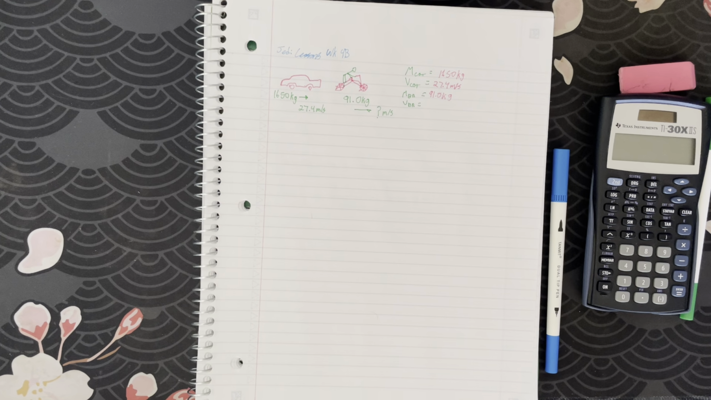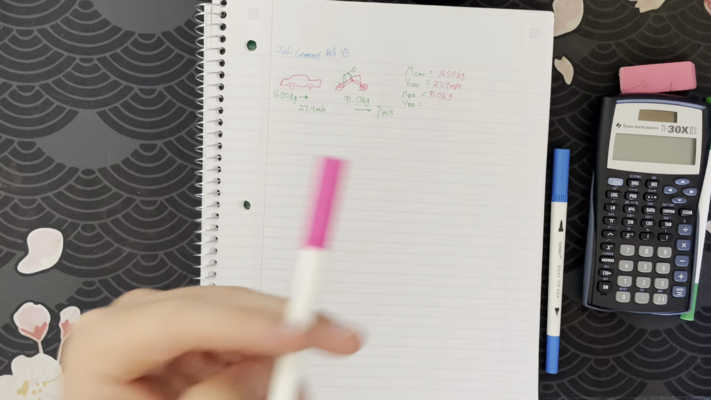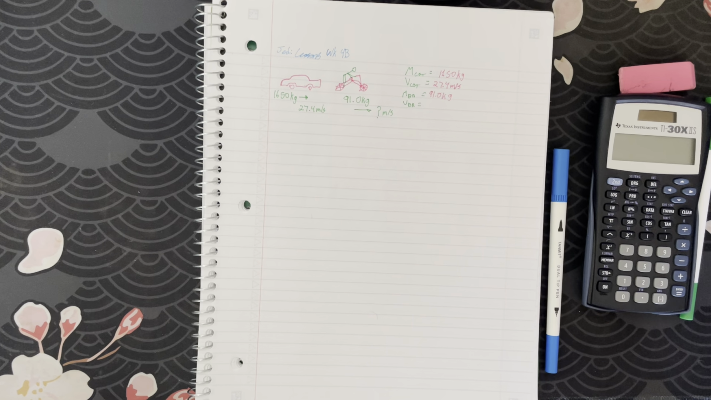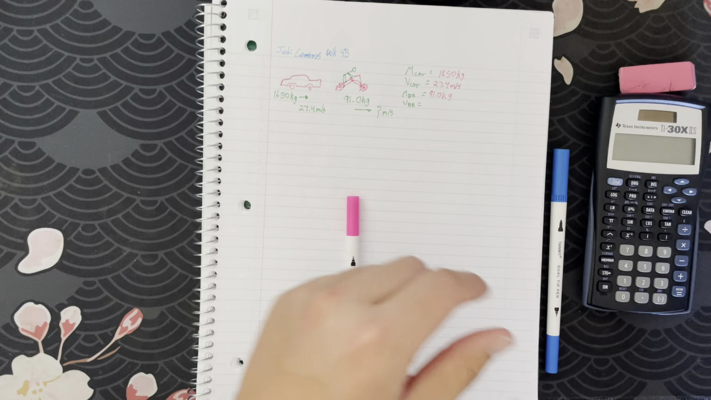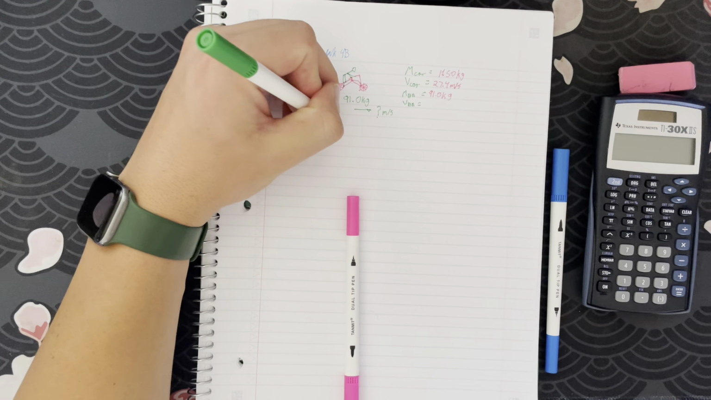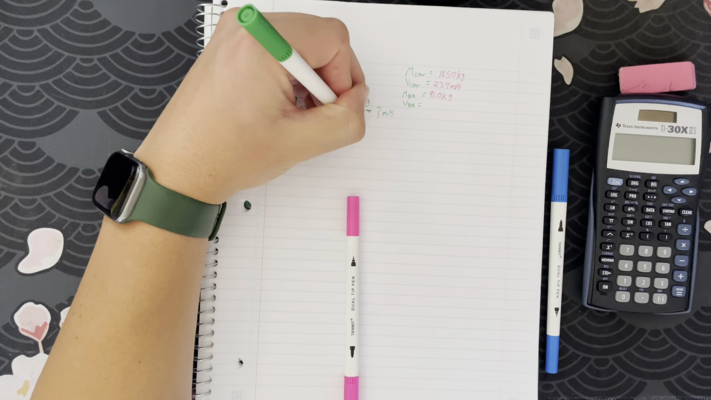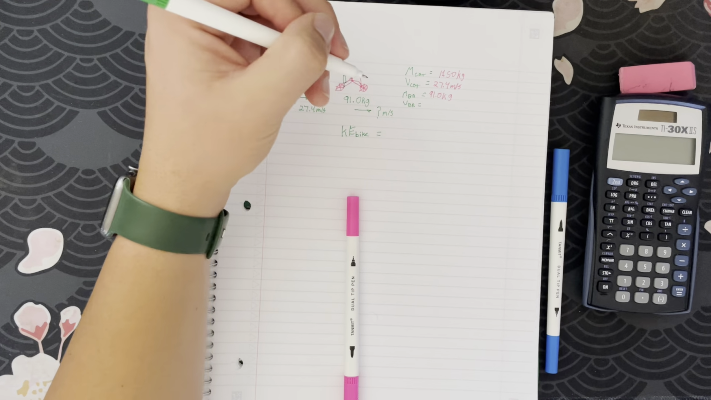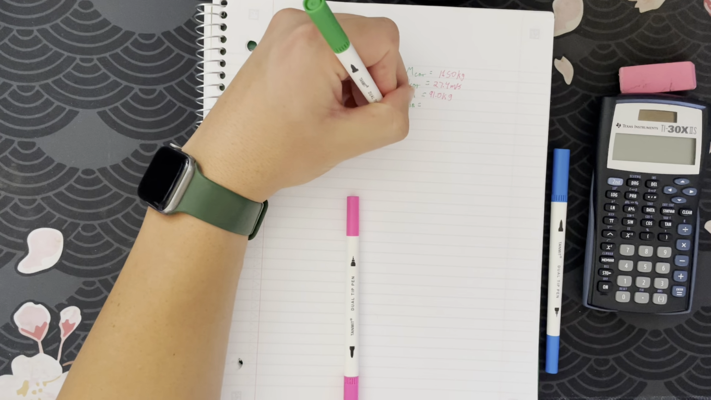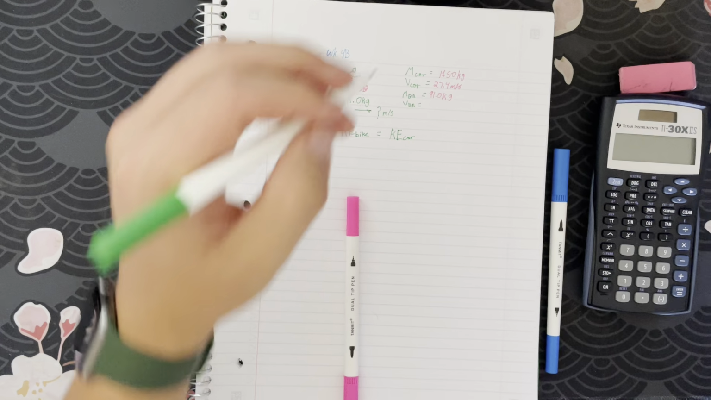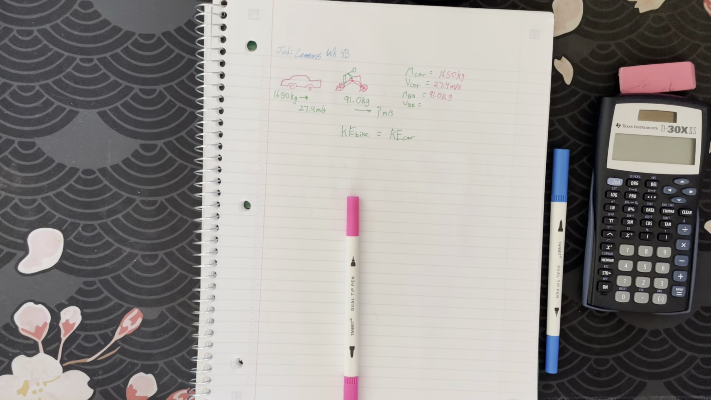And that's part of what we're trying to figure out so that we can get our kinetic energy. So, the kinetic energy, this is our big question. The kinetic energy of the bike equals the kinetic energy of the car. So we are trying to figure out the kinetic energy of our car to then figure out our bike.